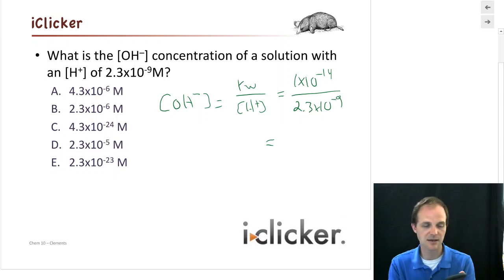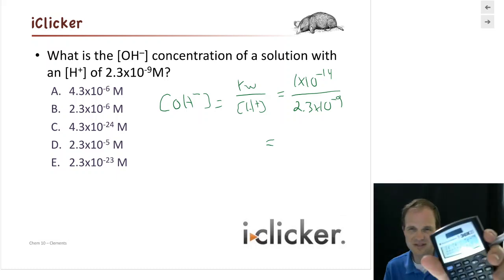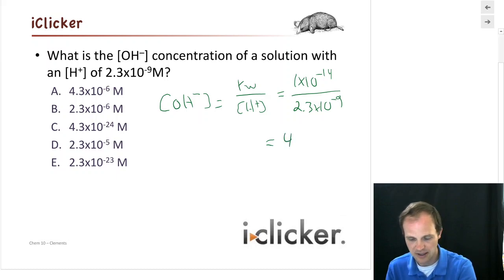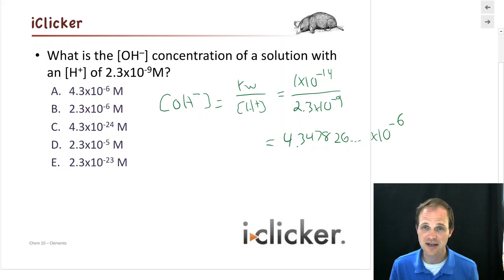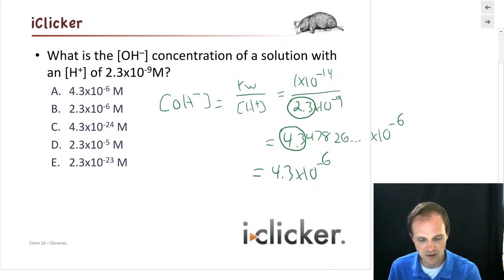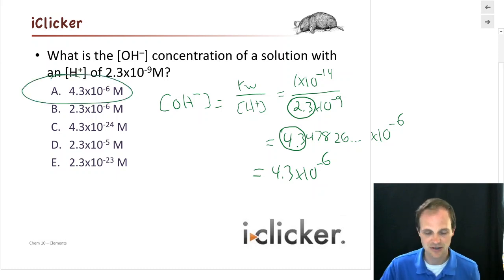What I'm going to type in my calculator is 1e minus 14 divided by 2.3e minus 9. And I get, again, a bunch of zeros in there, 0.000000. I don't want to count those. I'm going to switch over to scientific notation mode and get 4.34786 times 10 to the minus 6th. Lots of digits there. How many do we know how to keep? We've got 2 significant figures in this number, so we need 2 significant figures here. And we get 4.3 times 10 to the minus 6. Does that match any of our answers? Oh, it does. Yay. So we get answer A there.